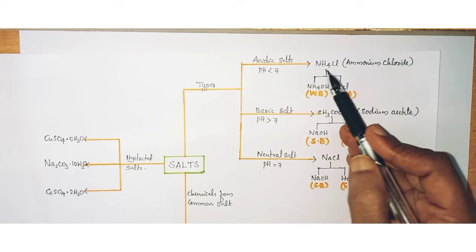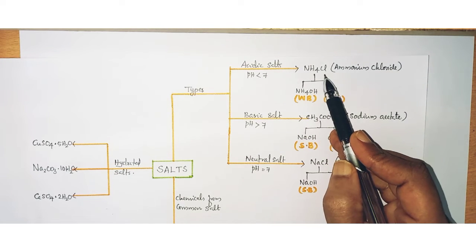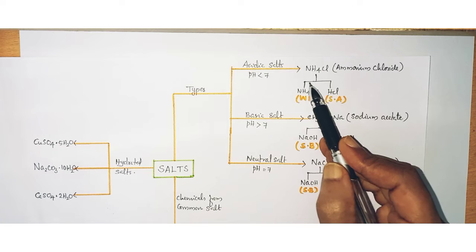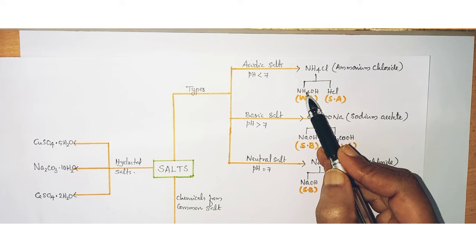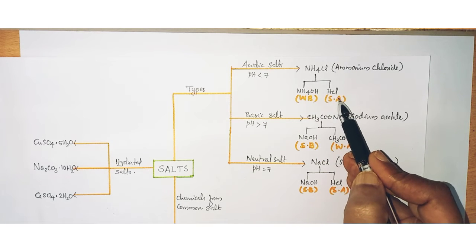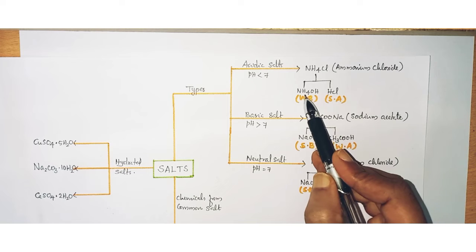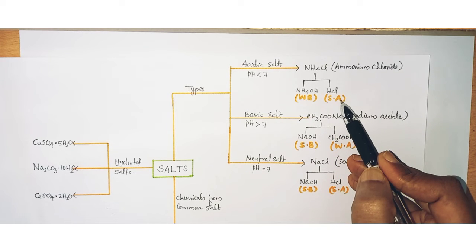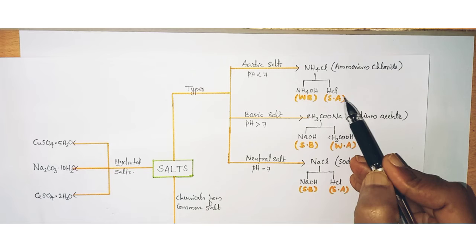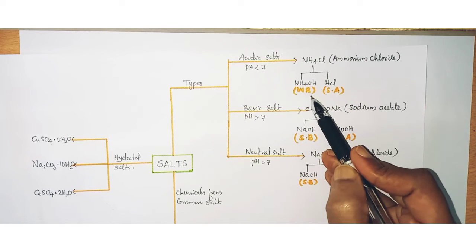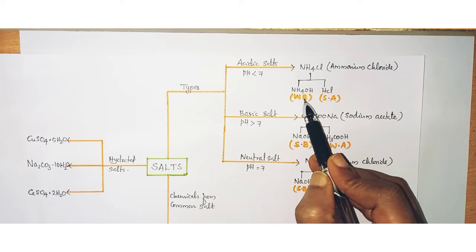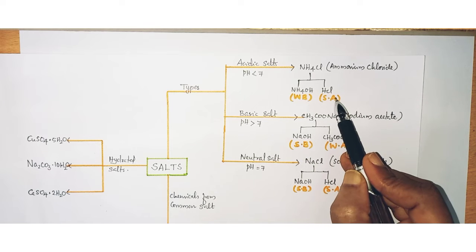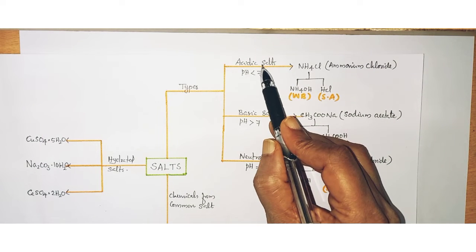So for acidic salt, the example is ammonium chloride. Ammonium chloride is an example of an acidic salt. So for ammonium chloride, we have to find out the parent base and parent acid. So from ammonium chloride we can write ammonium hydroxide is the base and hydrochloric acid is the corresponding acid. So now let's see the strength of acid and base. Here this is a weak base, this is a strong acid, so it will be an acidic salt.